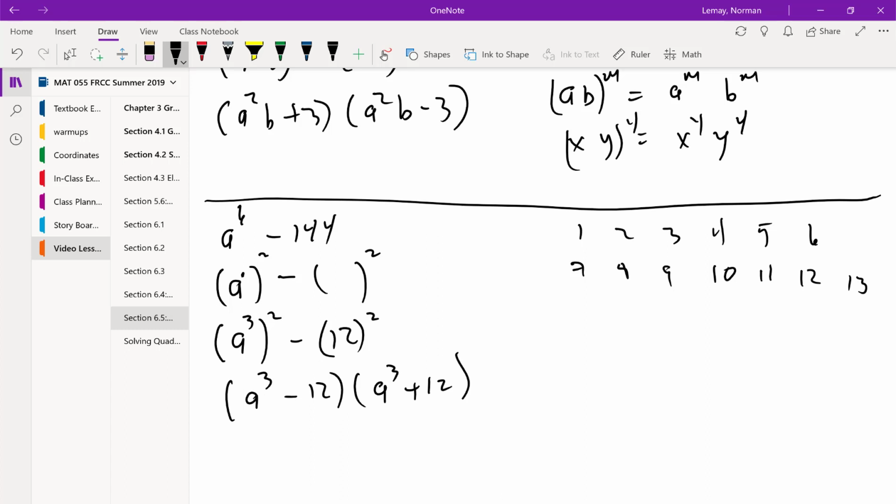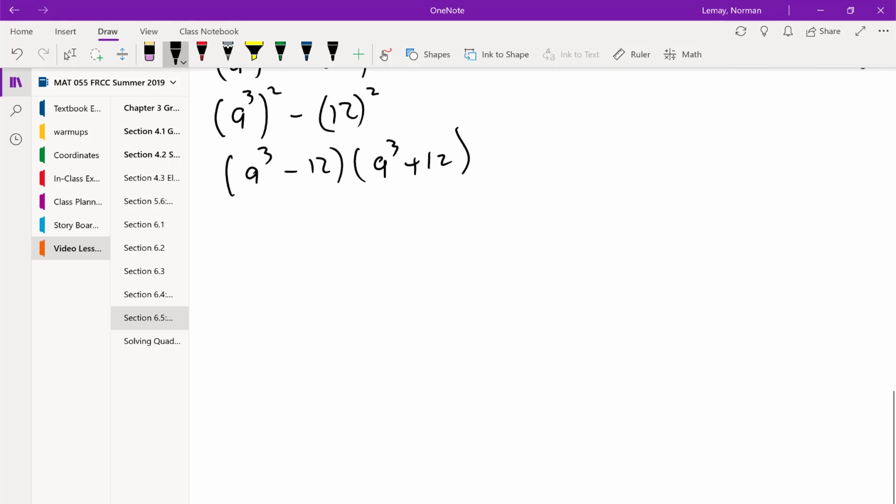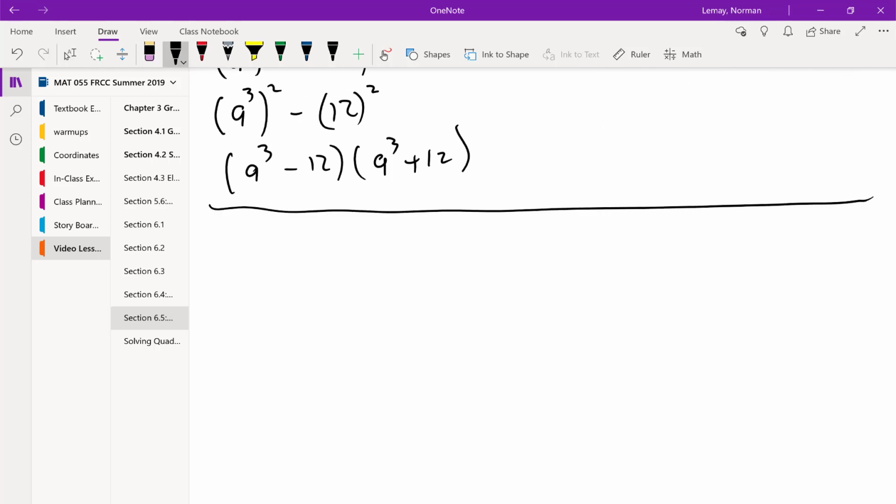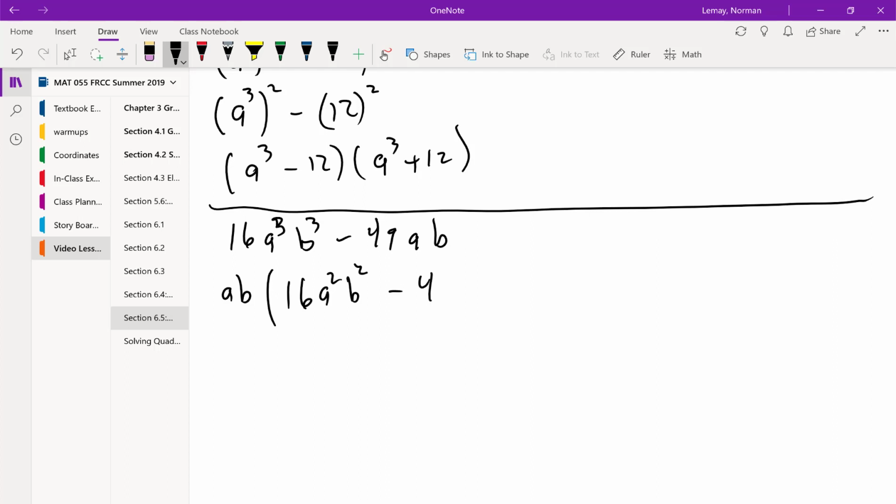All right, let's go ahead and take a look at one more example before we move on to our cubes. And that is, we got 16a cubed b cubed minus 49ab. All right, so in this case, at first I'm seeing I got cubes, and I'm also asking what is my greatest common factor. So let's just note that if I pull out an AB, which is my greatest common factor, I end up with 16a squared b squared minus 49.